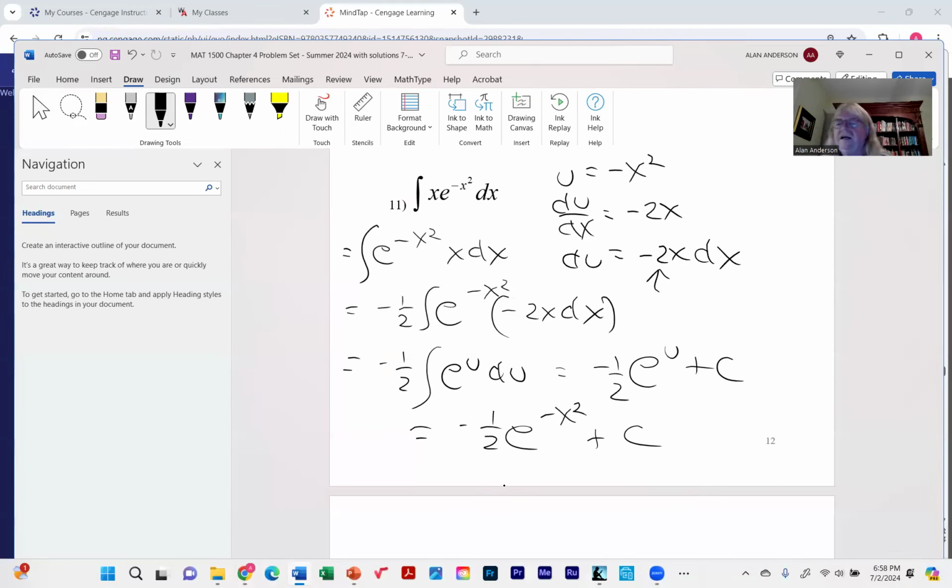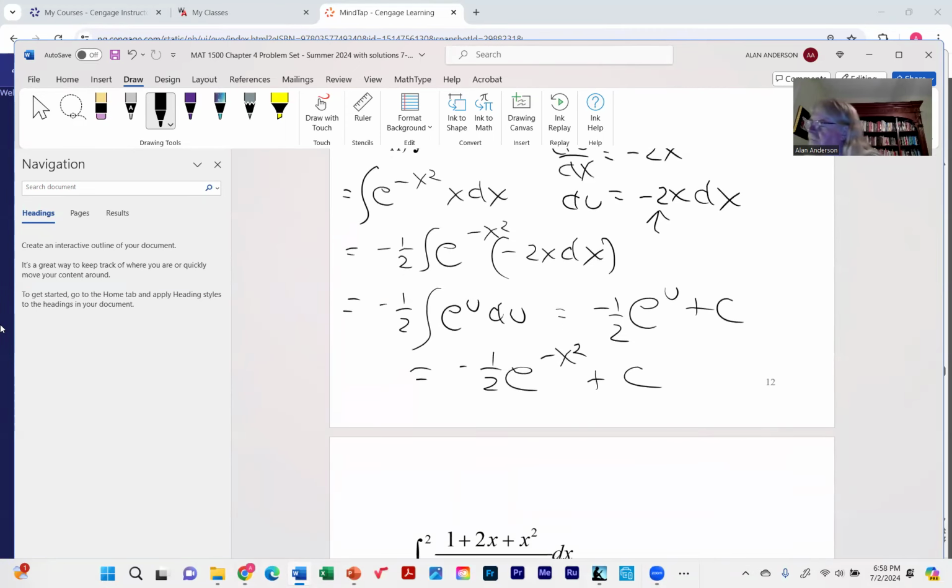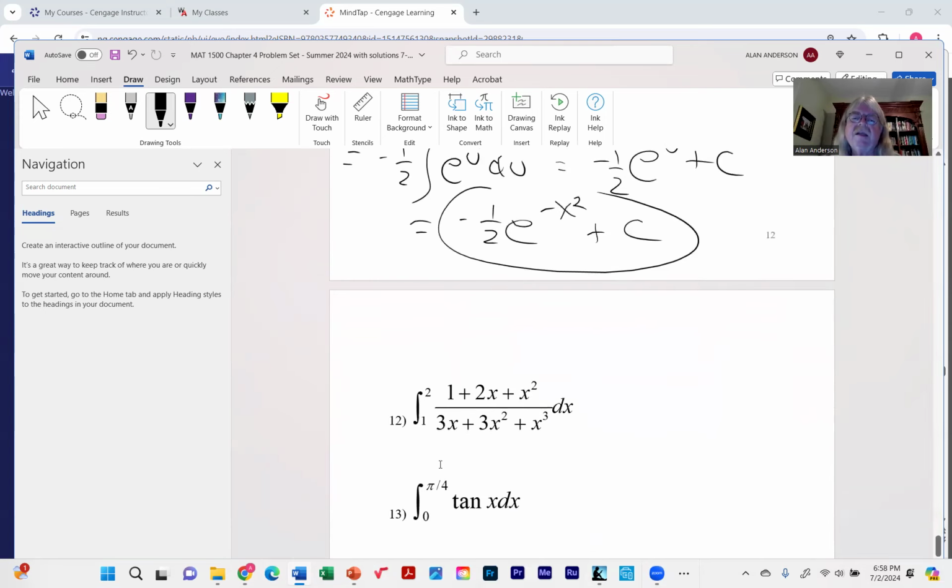Right. What about number 12? Now, this one really looks like a disaster in the making, but here's what we have to keep an eye on. The highest order of x here is above the highest order of x up here in the numerator. So why don't we try this?